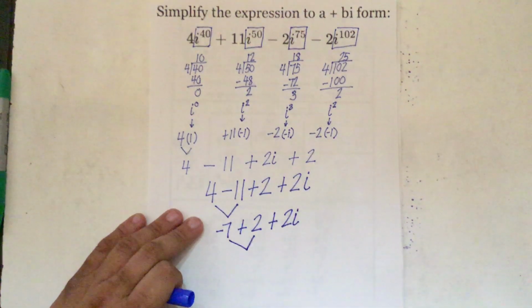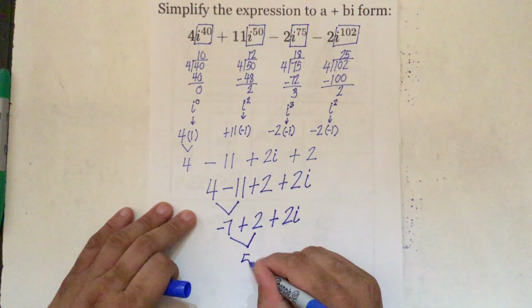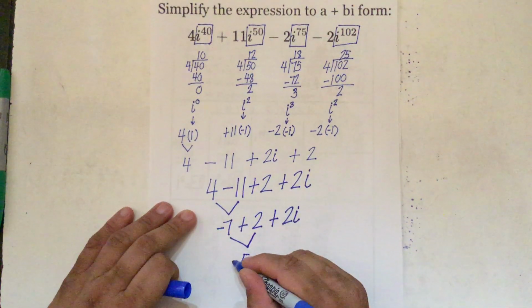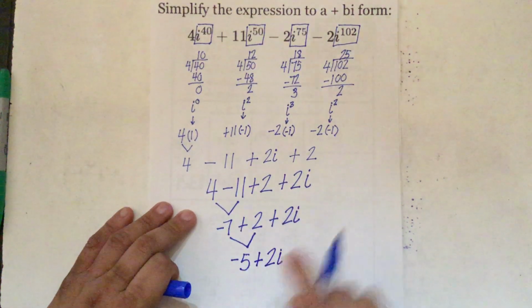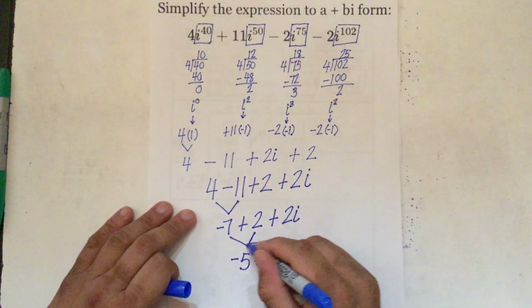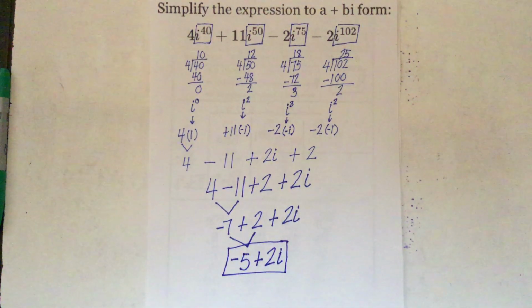Negative 7 and 2, they're different signs again. 7 minus 2 is 5. 7 is bigger and 7 is a negative, so the 5 is a negative. Plus 2i. And I cannot combine these because they are not like terms. And there's your answer right there. Make sure that it's, yes, it looks good. Okay. And that's pretty much how you do these assignments. It was lengthy, right? It was lengthy, but if you take your time and you go slow, you'll be okay.